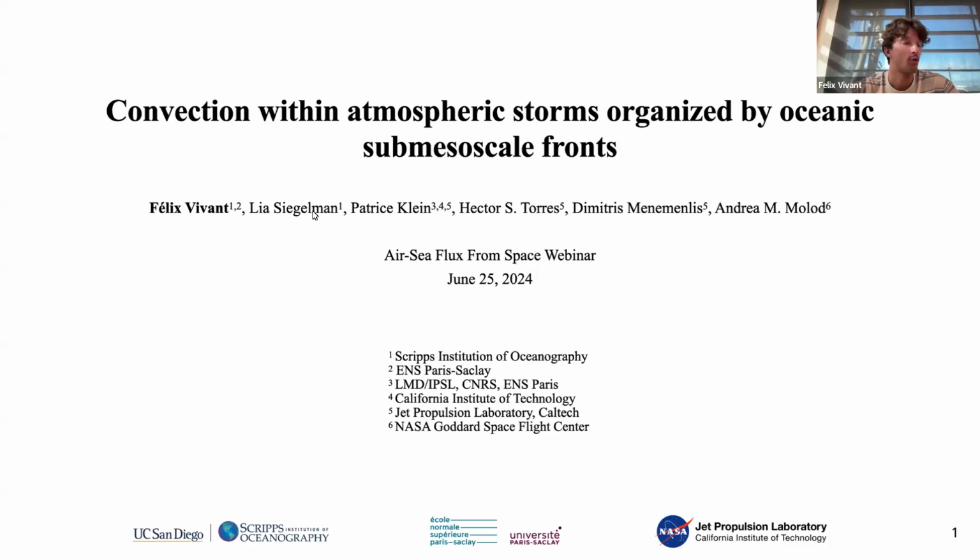And we worked in close collaboration with Patrice Klein and Hector Torres to investigate the influence of oceanic submesoscale fronts on convection within atmospheric storms, so at mid-latitude. And to do so, we analyzed the high-resolution coupled model developed by Dimitris Menemenlis and Andrea Molod. And this model was actually presented 2 weeks ago by Luna during the same seminar.